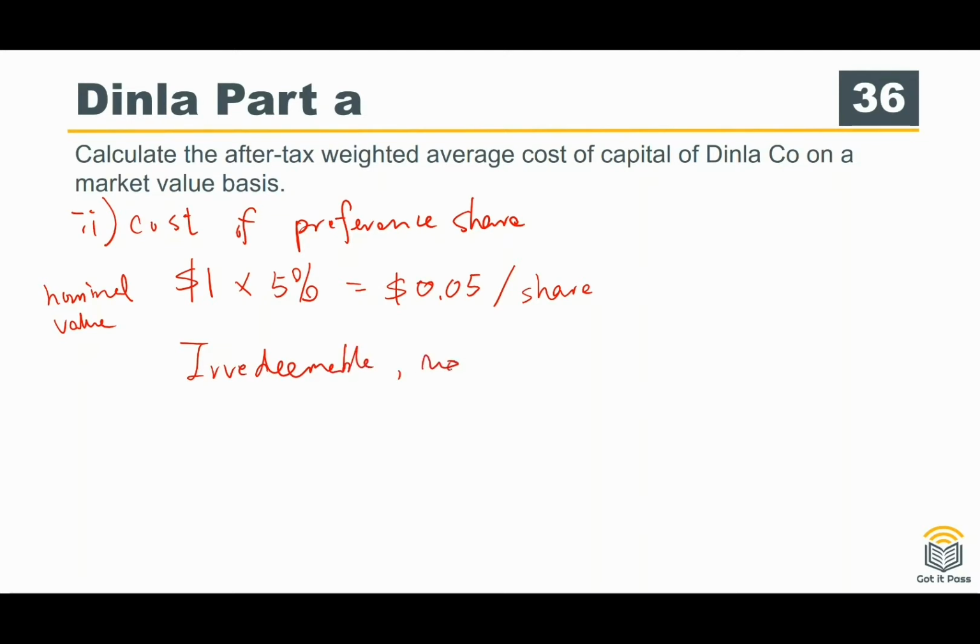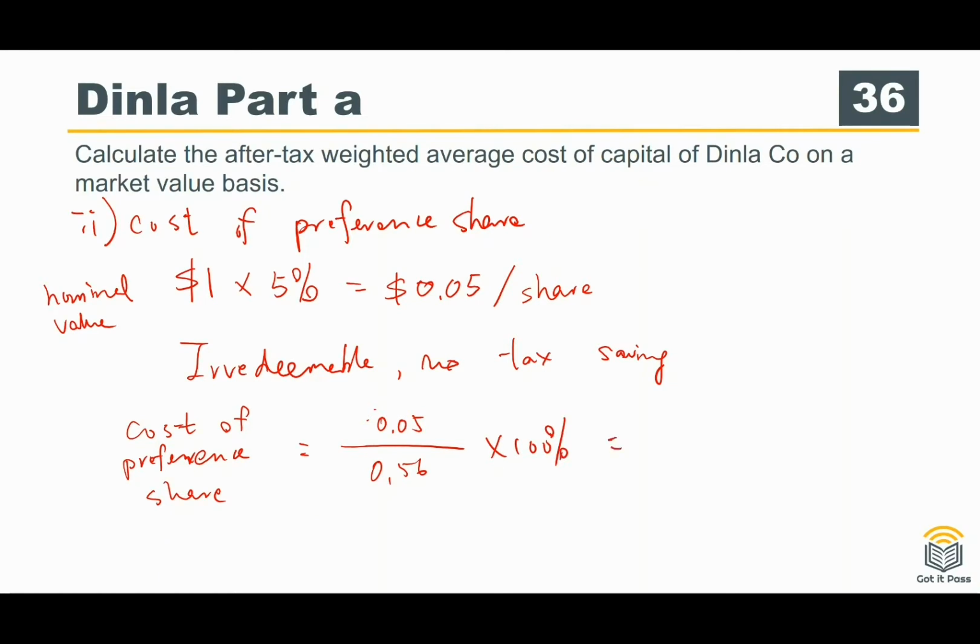and for preference shares, there's no tax benefit or tax saving on a dividend payment, because it is not the loan interest that you need to pay, which can have tax savings. But right now here is the dividend. There's no tax benefit on the dividend paid to the shareholders or to the investors. So in other words, it is simple. The way to do it is the cost of preference share, which is the dividend divided by the market price, which is 56 cents, times 100%. So you can get 8.9% for the cost of preference shares.